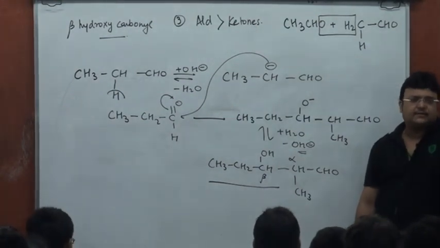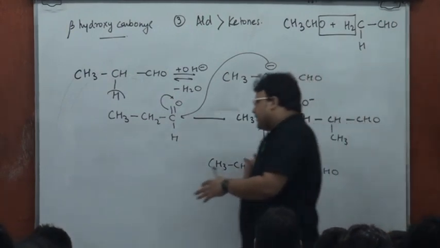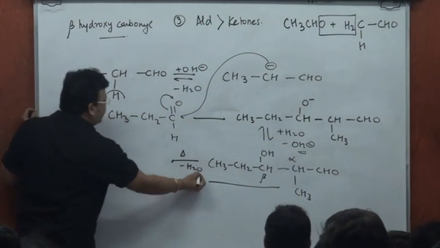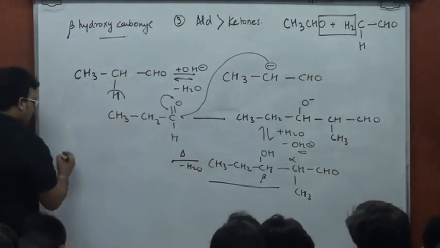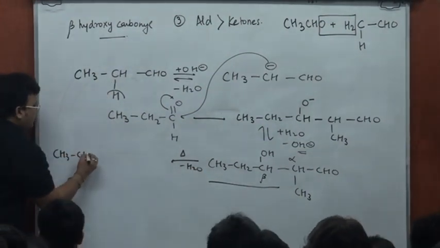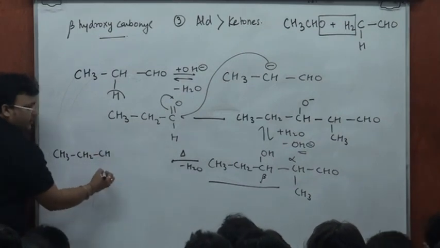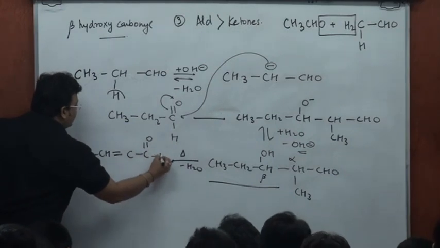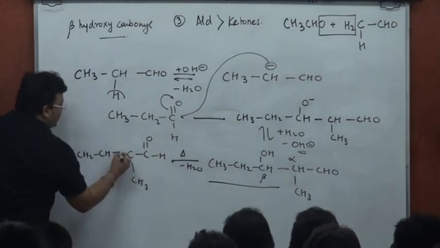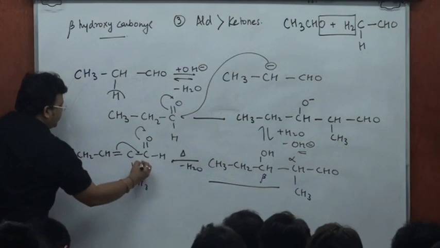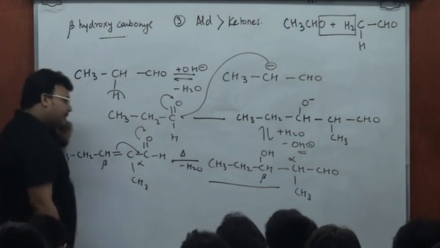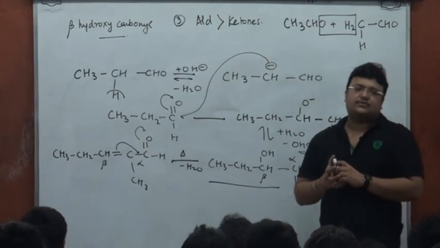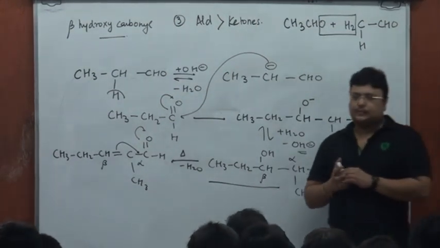Fine. And there is going to be a tendency for this molecule to lose water. So this slight heating would lose water, forming CH3, CH2, CH, and you'll want to place the double bond such that it's always in conjugation with the existing carbonyl group, and you're always supposed to draw the alpha beta unsaturated carbonyl. Yes or no?